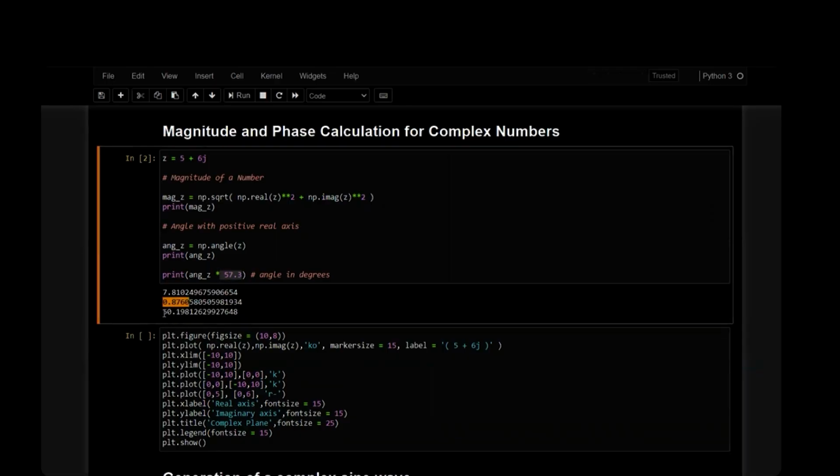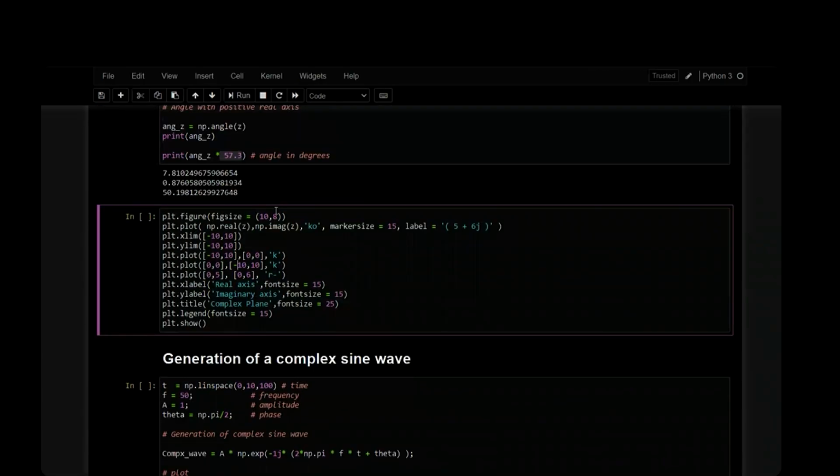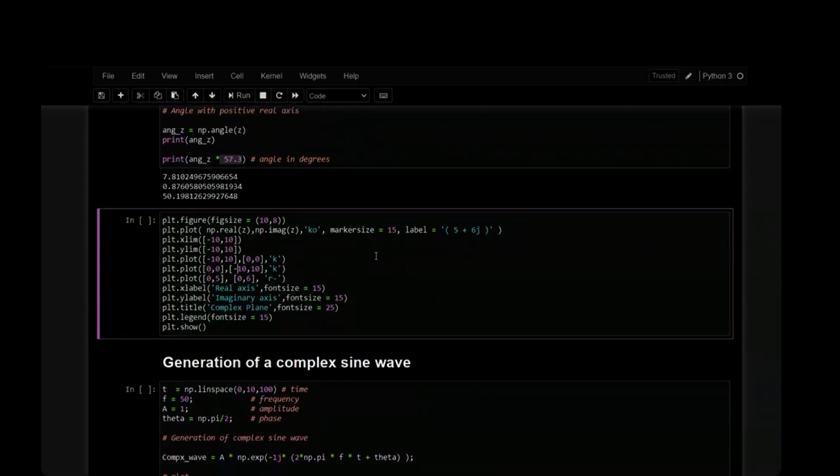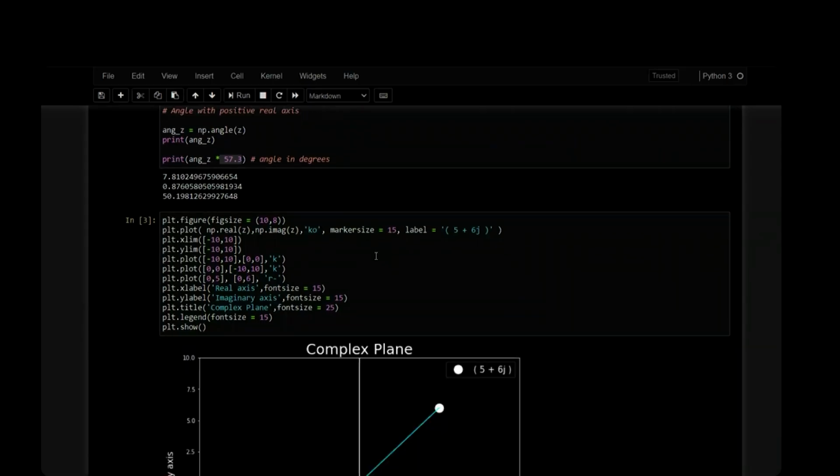Let's run this cell and see the values. The magnitude of the complex number is 7.81. The angle in radians is 0.87 and the angle in degrees is 50.19.